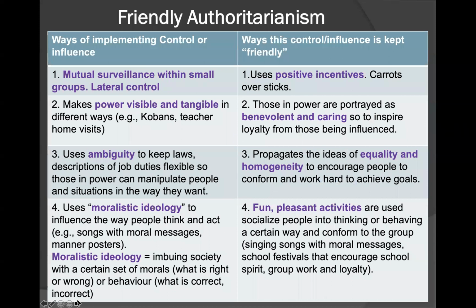In the first part of his chapter, he outlines 4 general methods that those in power use to exert control or influence. First of all, you have mutual surveillance within small groups, and these groups exert a lateral, or what we call a horizontal, control over each other in a way that ensures compliance within and between groups. Moreover, power is made visible and tangible in a number of ways, to ensure that people are always aware that society is keeping tabs, but also to remind people of what is considered proper behavior.